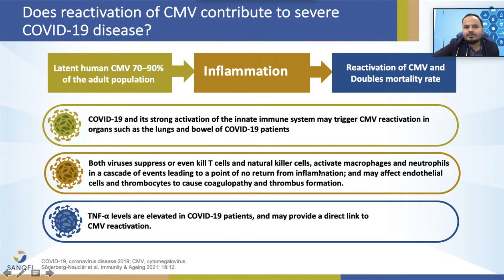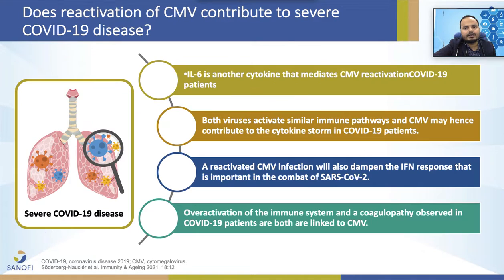So, does reactivation of CMV contribute to severe COVID-19 disease? CMV is latent in 70 to 90% of humans, which may lead to inflammation, and reactivation of CMV may double the mortality rate. TNF alpha levels are elevated in COVID-19 patients and may provide a direct link to CMV reactivation. COVID-19 and strong activation of the innate immune system may trigger CMV reactivation in organs such as lungs and bowel of COVID-19 patients. So, does reactivation of CMV contribute to severe COVID-19 disease?